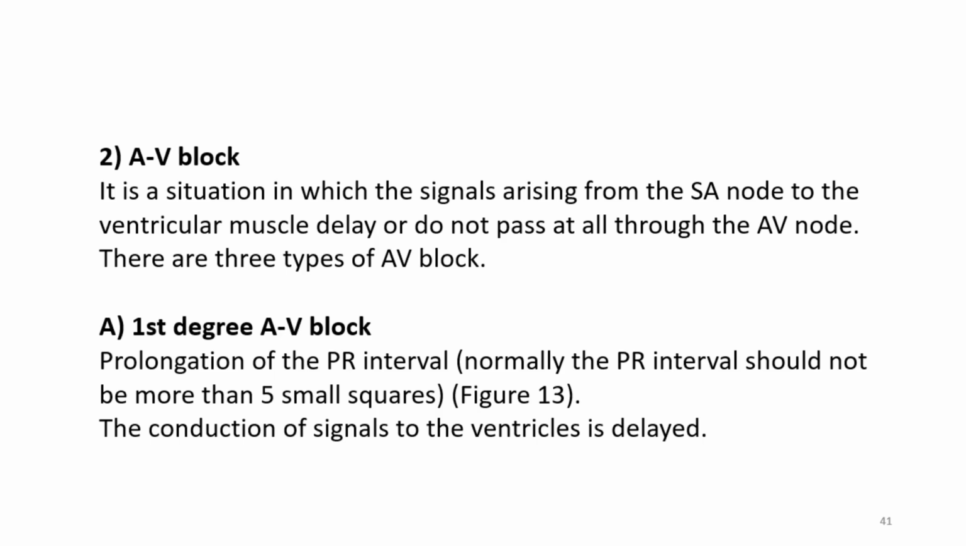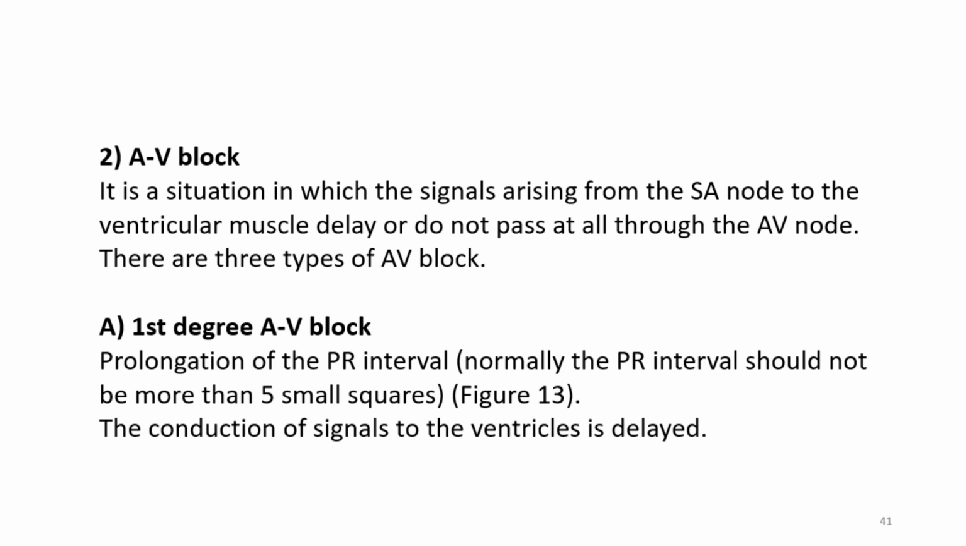Now atrioventricular blocks. It is a situation in which the signals arising from the sinoatrial node to the ventricular muscle are delayed or do not pass at all through the atrioventricular node. There are 3 types of atrioventricular block.